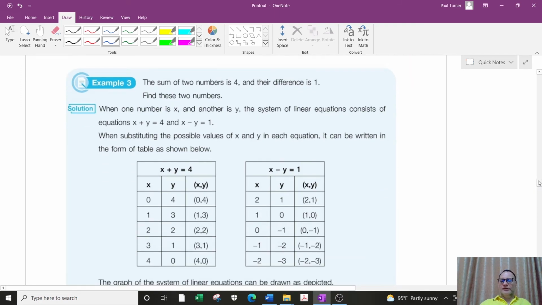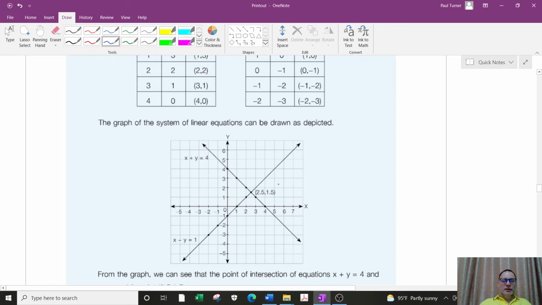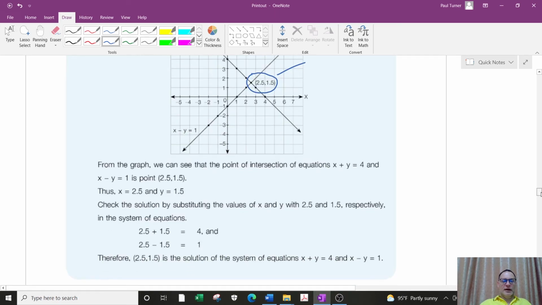Example 3 is done exactly the same way. The sum of two numbers is 4. x plus y equals 4. And their difference is 1. So when you subtract the two numbers, you'll get 1. So we get two sets of graphs as before, and we draw the two lines. So be careful here, especially if you're drawing your own graphs. If you're not using a tablet, you need to be careful with these because you may end up with fraction answers. So take care with that when you're drawing graphs.